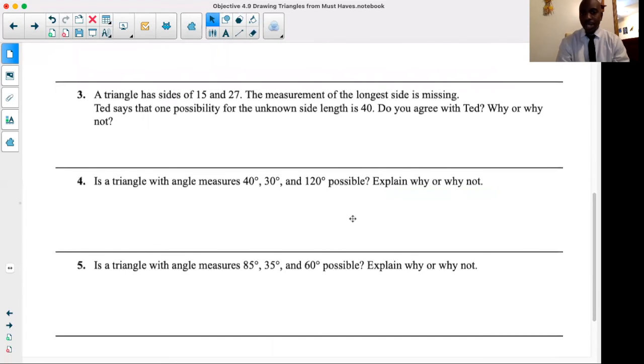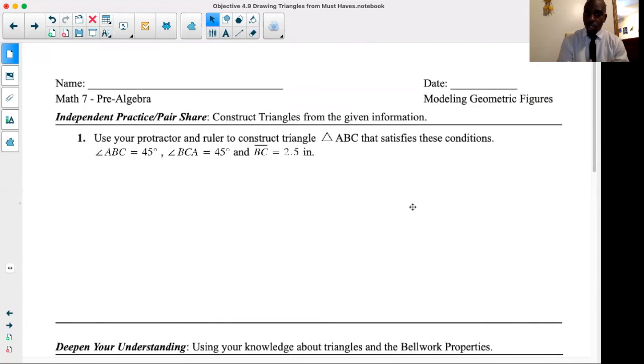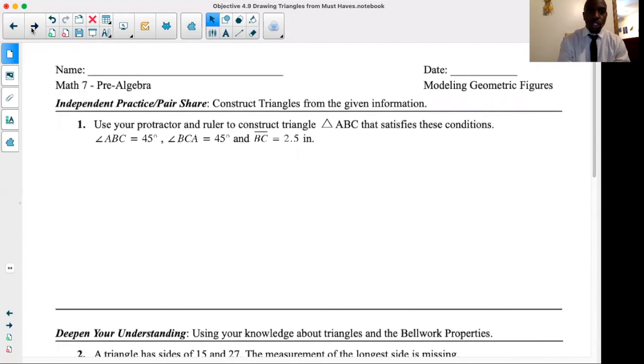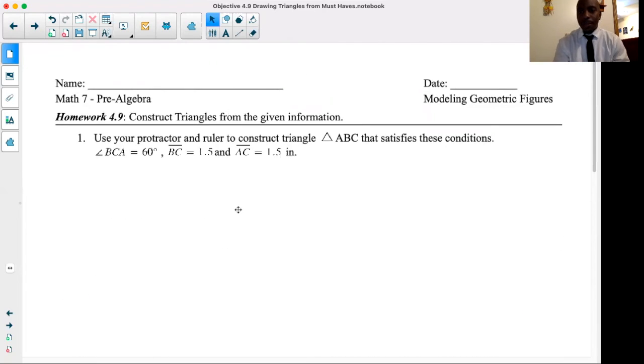40, 30, and 120, is this possible? Explain. 85, 35, 60, is this possible? Explain. And this is using the understanding of the properties of a triangle, okay? So I just wanted to make sure you guys got that. And of course, once you're done with that, then the homework is to create 2 triangles, just like we did in the modeling. All right.